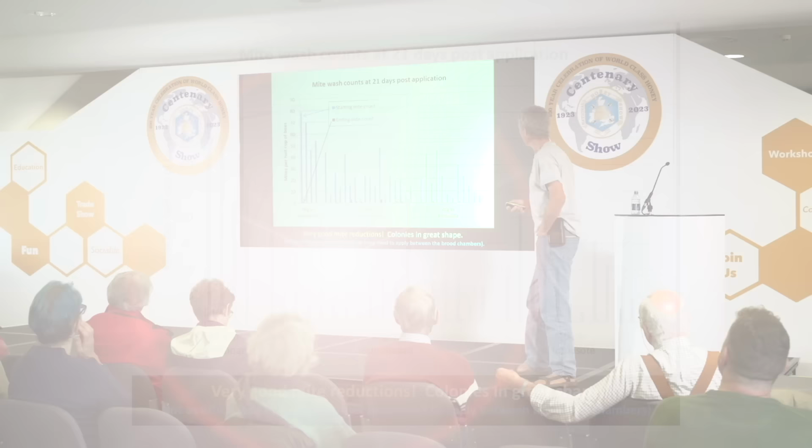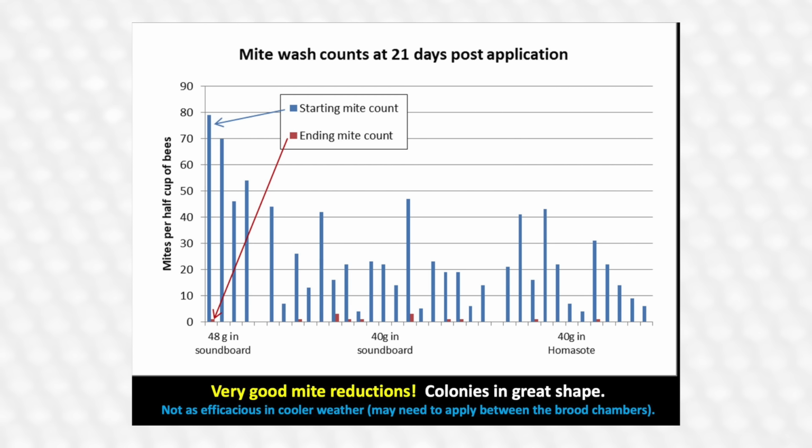So what this shows is, the blue column, these are all pairs of columns. The blue column is your starting mite count, mite wash count. The red column is your ending mite count 21 days later. If there's a lot of red, that's bad. That means it did not control. If there's a lot of blue, that's good. That means it did get good control.